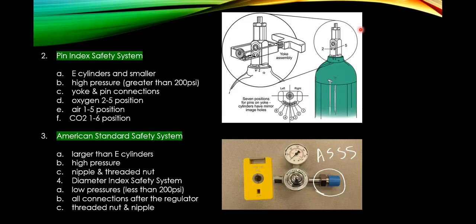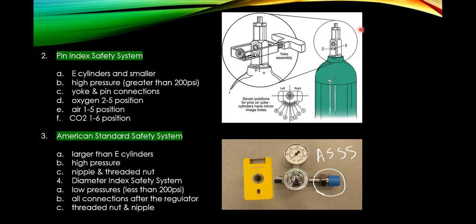They are lined up with pin positions. We said that oxygen is 2 and 5, air is 1 and 5, and carbon dioxide is 1 and 6. So if I'm colorblind, I'm still not able to make the mistake of hooking to the wrong cylinder, because the regulator is not going to fit. An oxygen regulator is not going to fit on a medical gas cylinder, and the medical gas cylinder regulator is not going to fit on an oxygen cylinder. Okay, and that's how we do that.